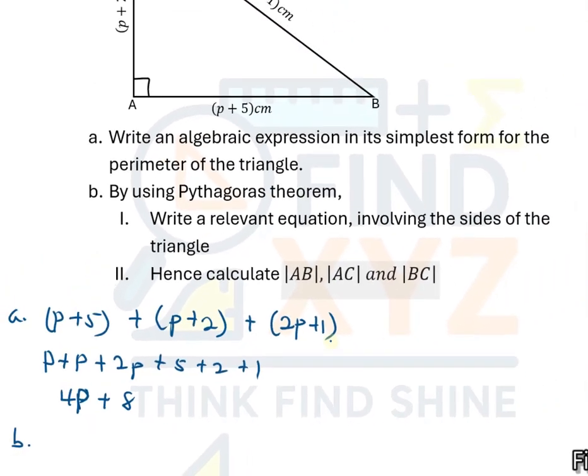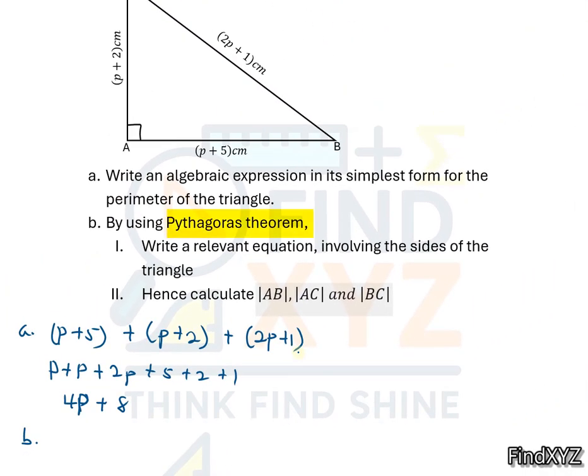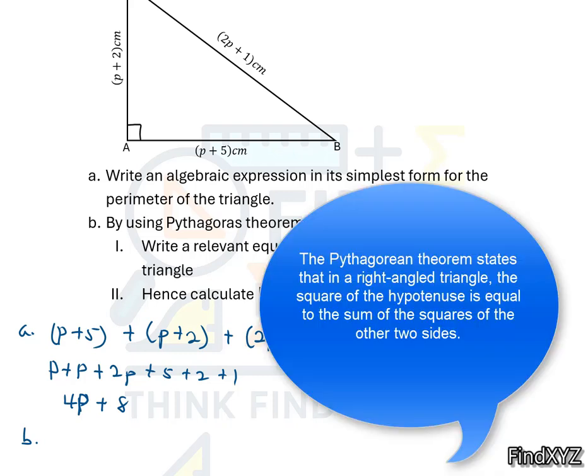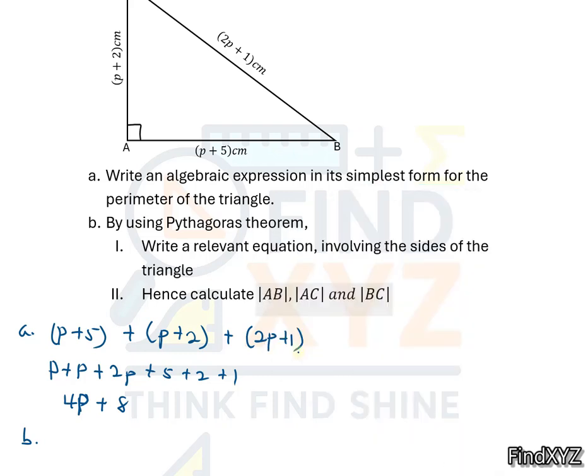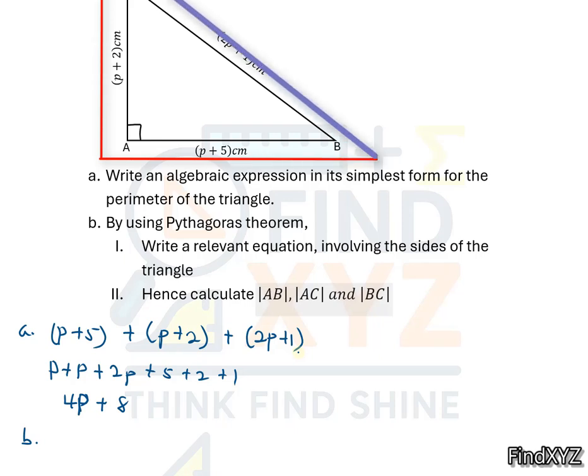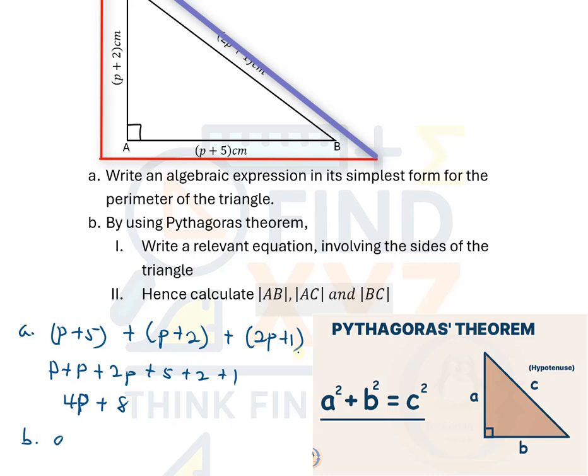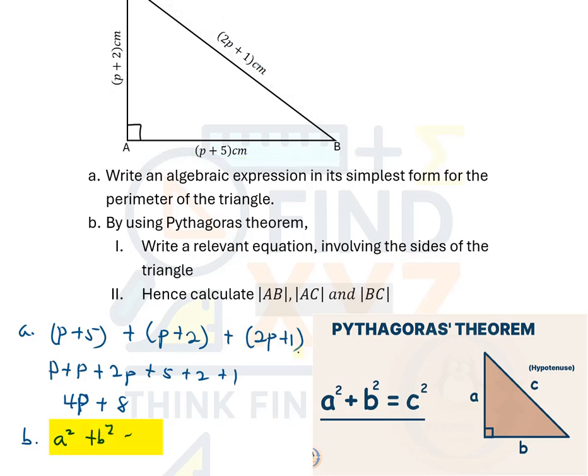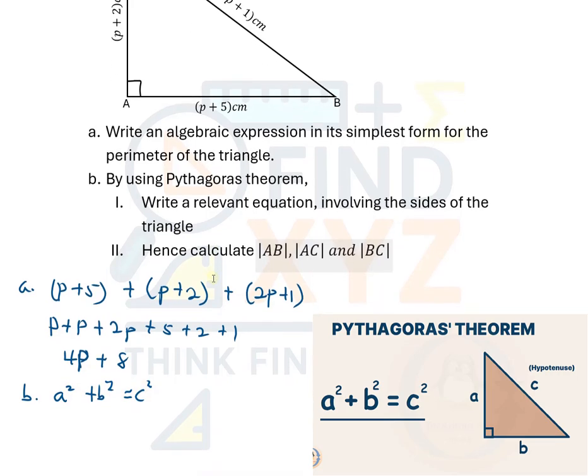The second part, we've been asked to use Pythagoras theorem to write a relevant equation involving the sides of this triangle. But the question is, what is Pythagoras theorem? Pythagoras theorem states that for any right-angled triangle, the sum of the squares of the legs is equal to the square of the hypotenuse, which is the longest side. So Pythagoras is saying that a squared plus b squared is equal to c squared. So it means that we are going to square the legs and put them together and equate it to the square of the hypotenuse. So let's do that.